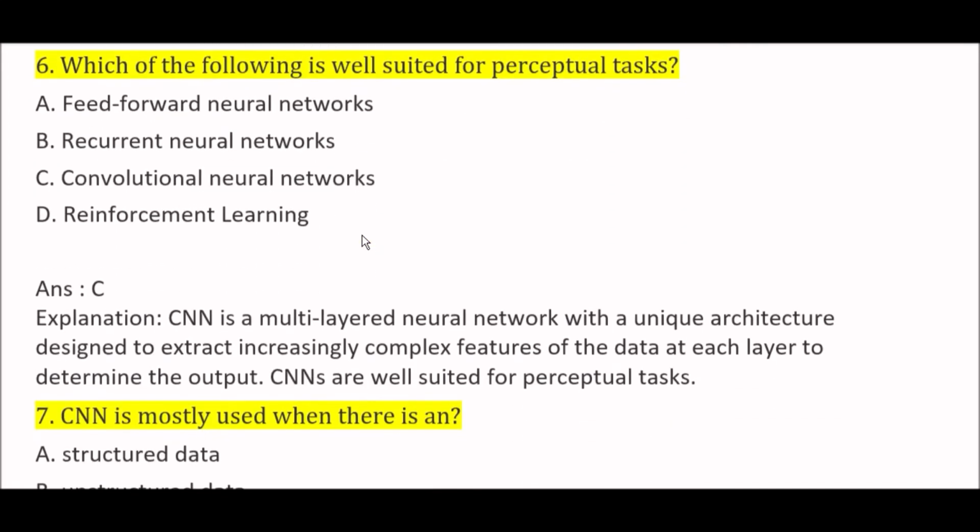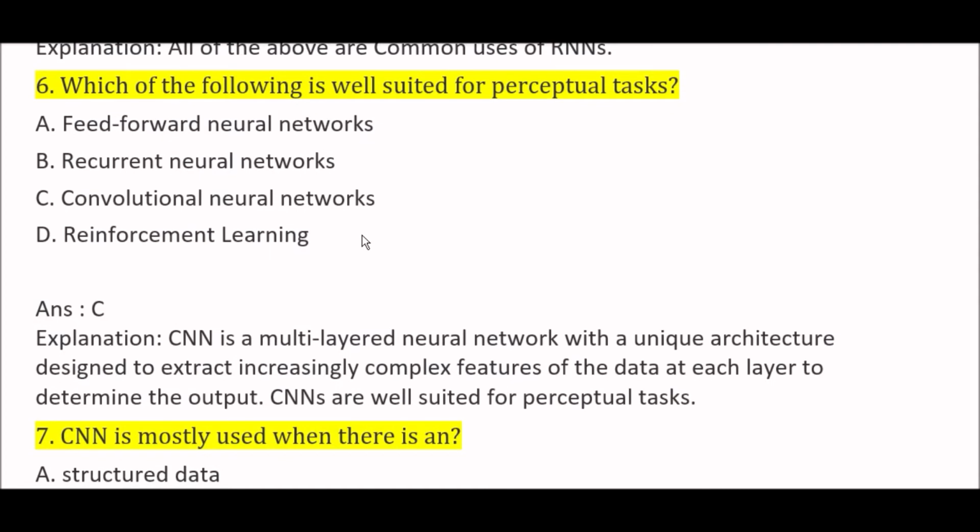Next question. Which of the following is well suited for perceptual tasks? Option A, feed forward neural networks. Option B, recurrent neural networks. Option C, convolutional neural networks. Option D, reinforcement learning. Right answer here is option C, CNN, and CNN stands for convolutional neural networks.